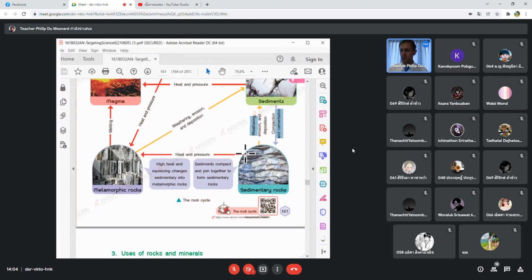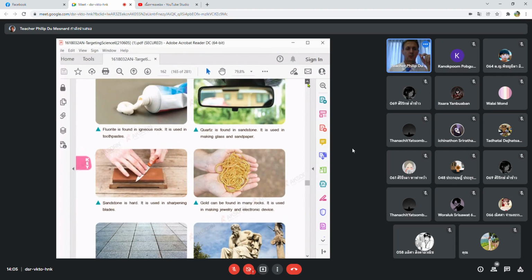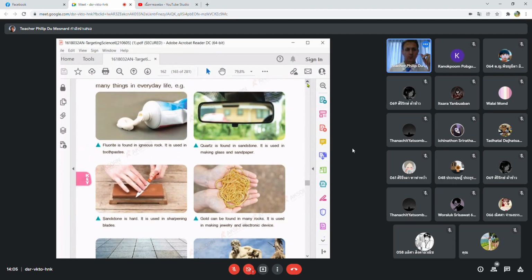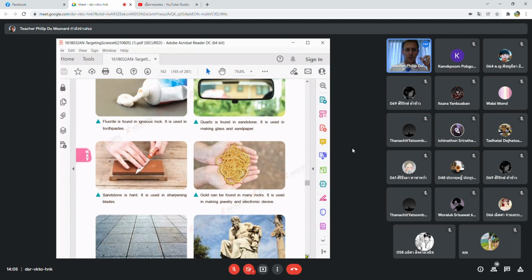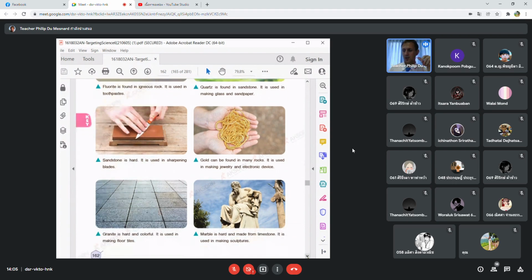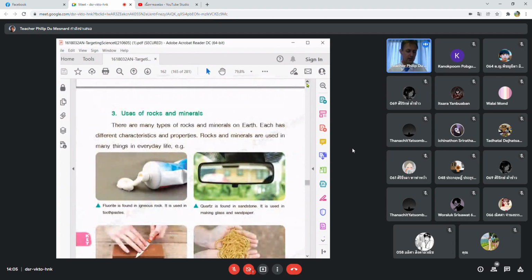Okay. Then let's see 162. Oh, this is so easy. Class, do you remember what you can do with rocks? Do you remember the uses of rocks? So you can make jewelry, you can make a statue, you can make a building, you can use it for toothpaste, and so on. Okay, that's 161 and 162. So yes, it's important. You can study it. It's okay. Okay, that's it for rocks.